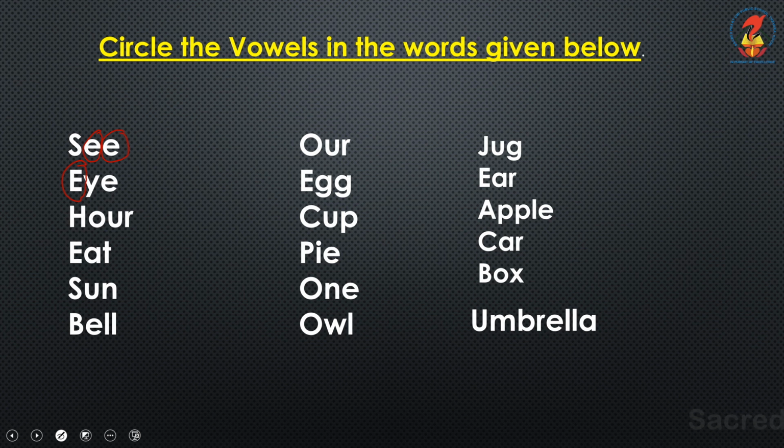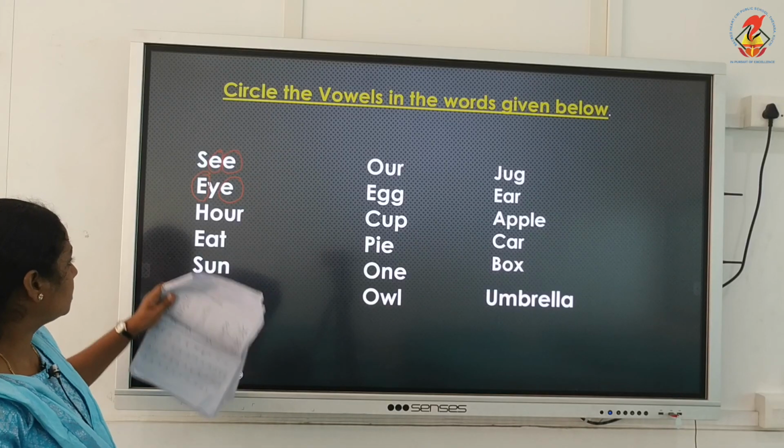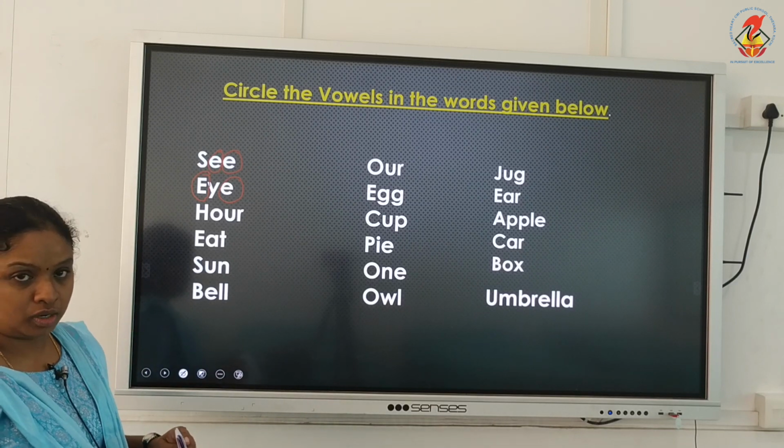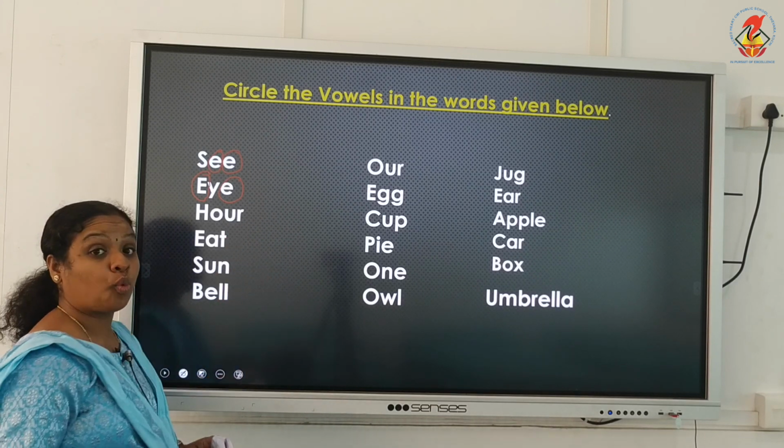And this Y, is it a vowel? No, it's a consonant. Next one, given E. So, E is also a vowel. You have to circle it. Okay. And the third one is R, given. Okay. So, can you see which are the vowels given?